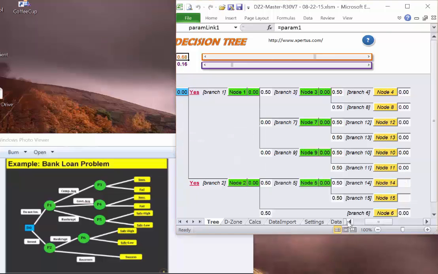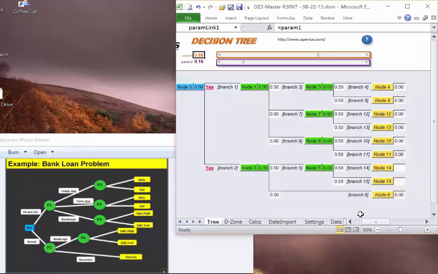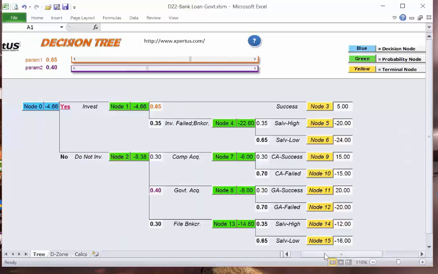So here is the diagram. In the interest of time, I've already labeled the entire tree. So let's take a look at that. So here we have the labels: invest, do not invest, investment fails, competitor has acquired, and if all else fails, we have to file for bankruptcy, similar to this scenario. Then I've also inserted the terminal values. So this is our decision tree for this scenario. And under this scenario of 0.65 and 0.4, it's an investment decision.